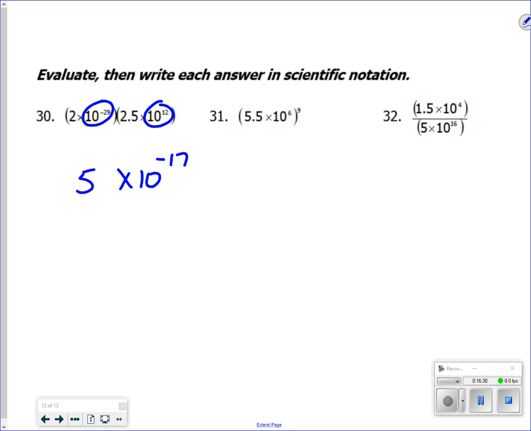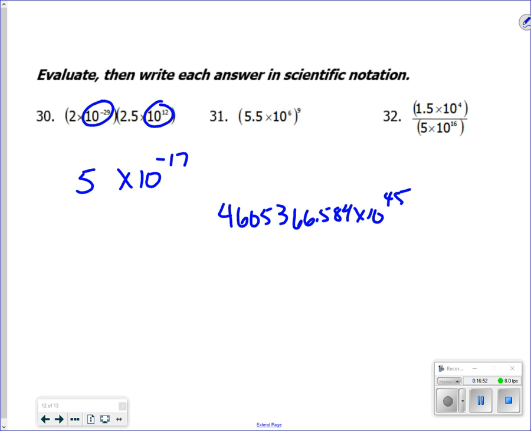The next one is not very nice. 5.5 to the 9th power. This is going to be a really, really big number. So 5.5 raised to the 9th power. 4605366.584 times 10 to the 45th.